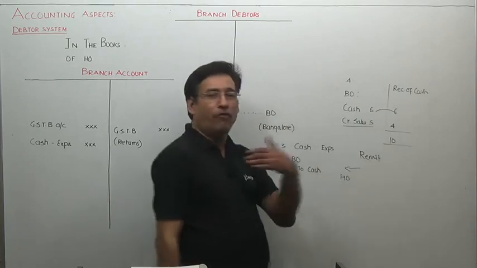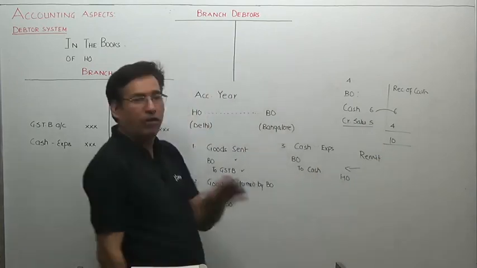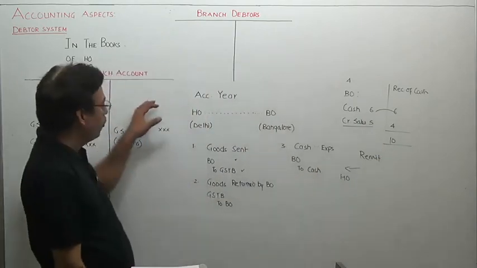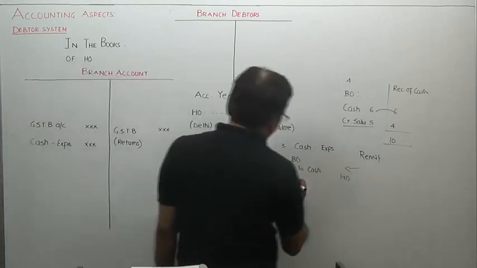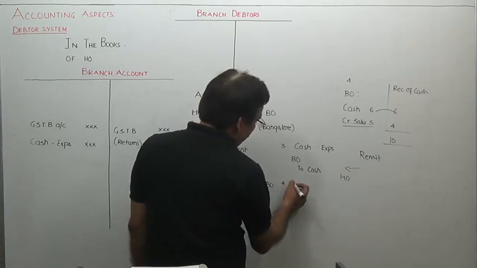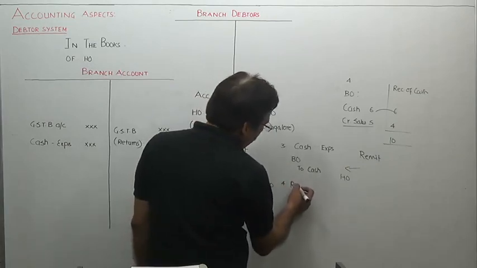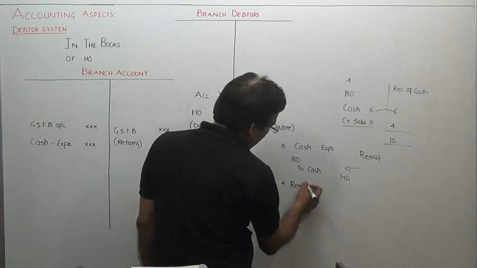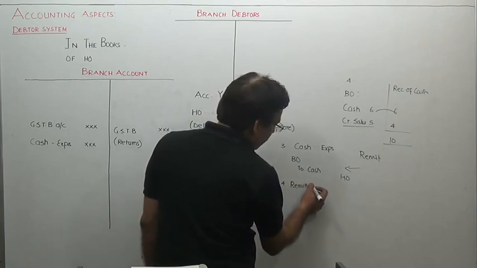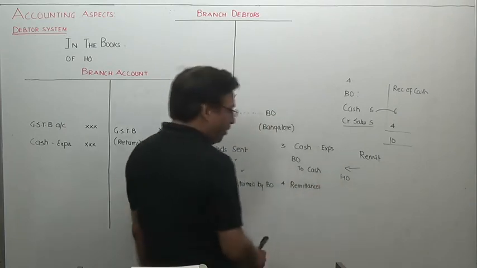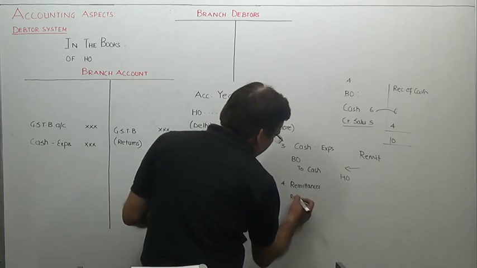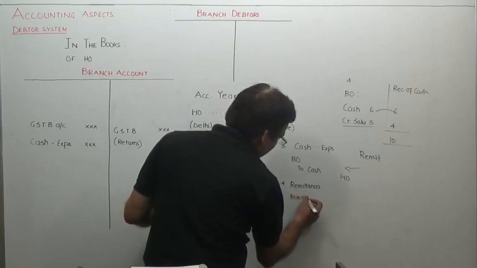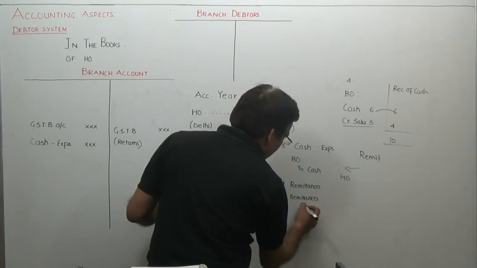Now you are receiving something. I have already told you, if you are going to receive something, you are going to post it to the credit side of branch account. Anyway, if you intend to write the entry for remittances, this is the fourth one. Remittances means amount sent by branch manager on account of cash sales and cash received from debtors to head office. So your entry will be remittances account debit to branch office account.